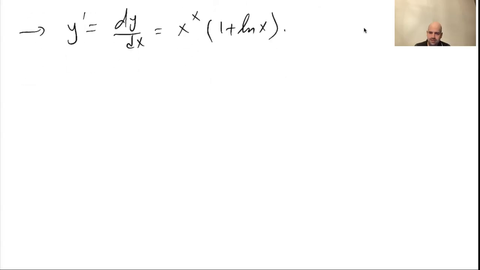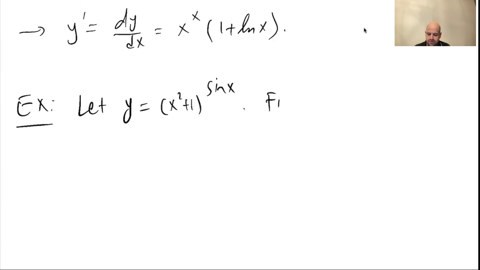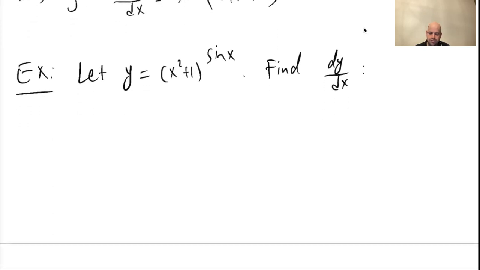All right, let's look at the next example. Let y equals, let's say, x squared plus 1 to power sine x. Find dy to dx. So again, the very first thing you have to see, like I said, is that the variable x, does it appear in the base or power or both? If it's just in the base, then you can use power rule. If it's just in the power, exponential rule. And then if it's both, then you have to use logarithmic differentiation.